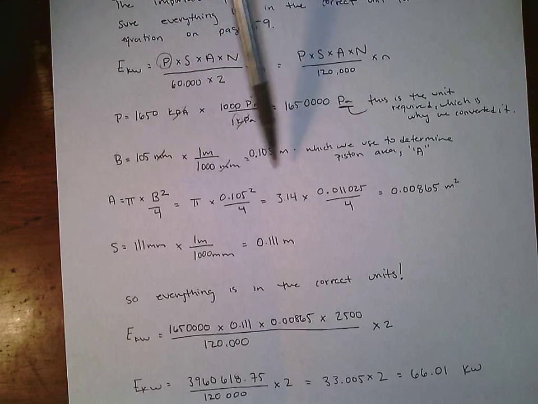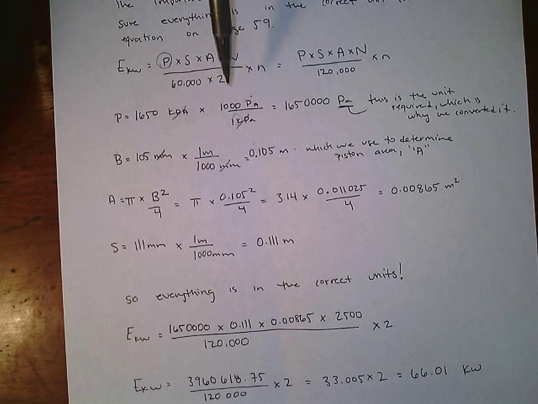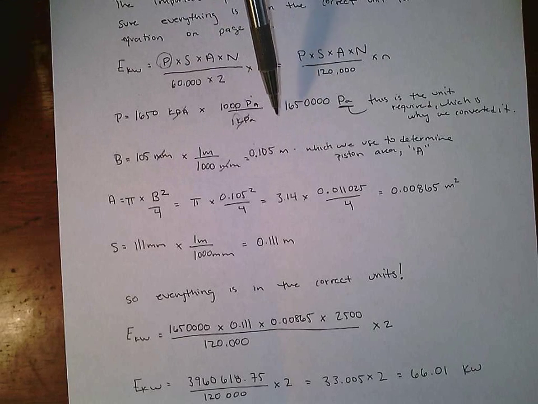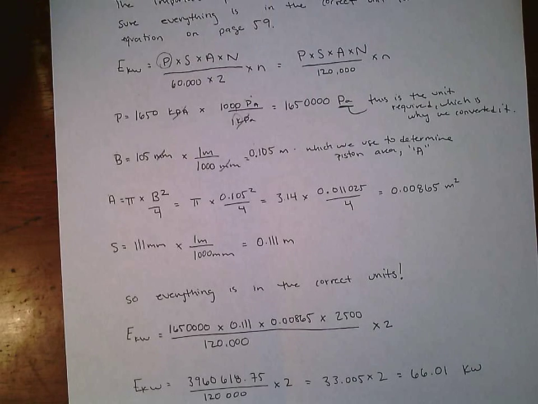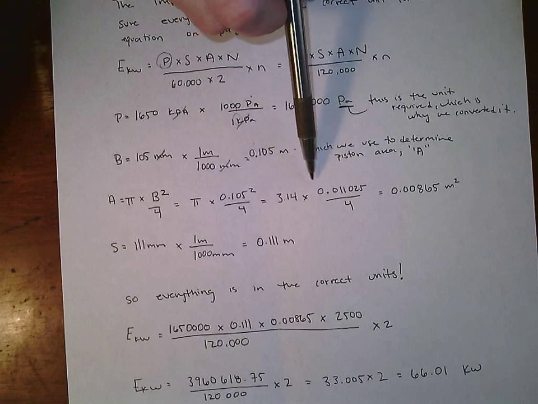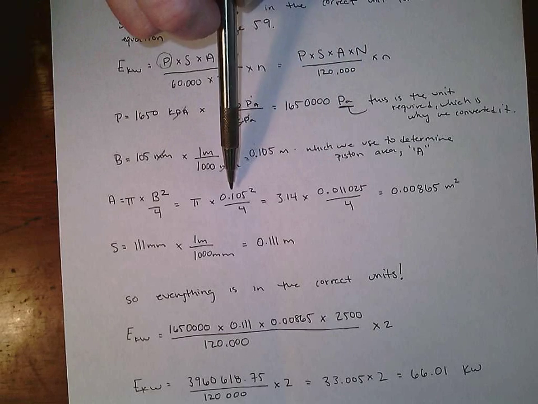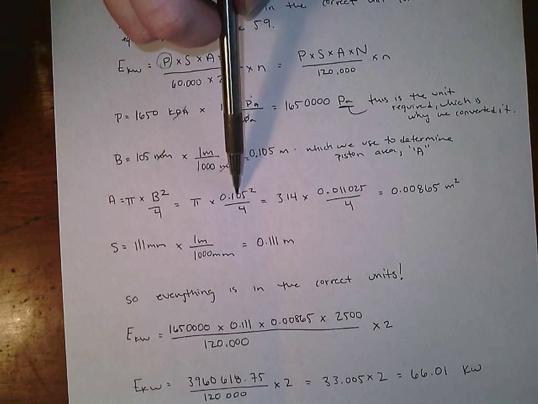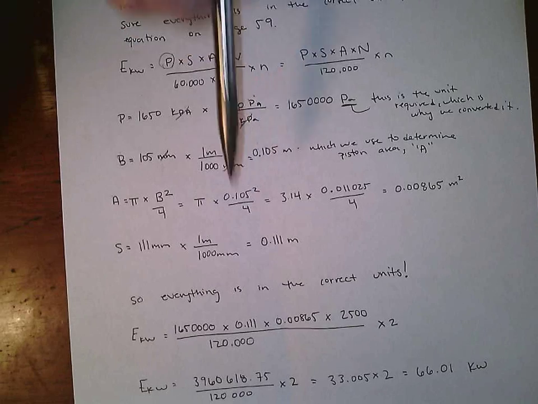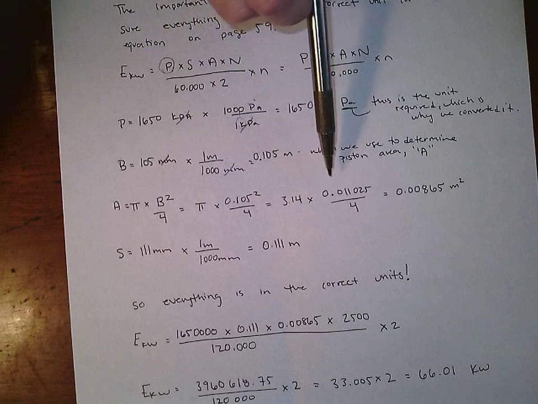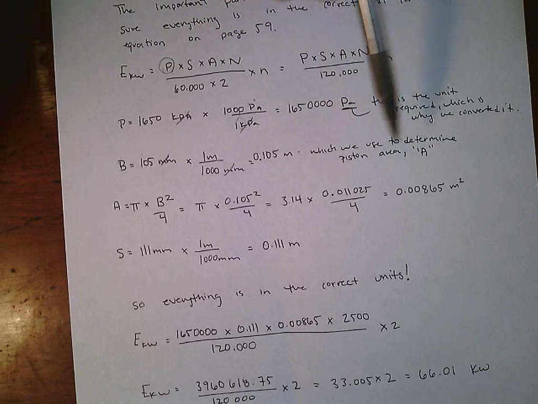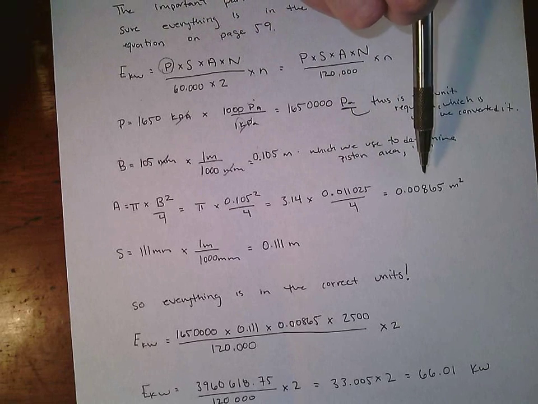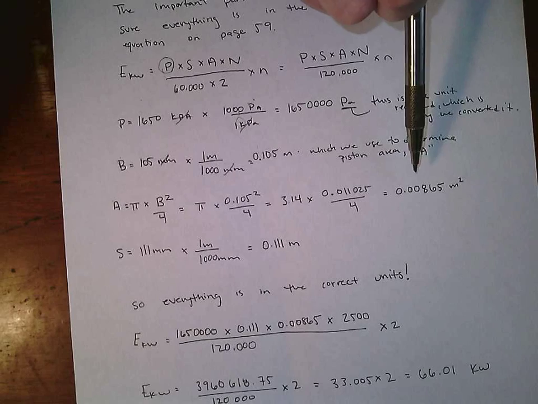For pi, you could use the pi button on your calculator, or you could go to more digits, but for this calculation, I just used 3.14. So you multiply 3.14 times 0.105 squared divided by 4, which is 3.14 times 0.01125 divided by 4, which in the end gives you 0.00865 meters squared.